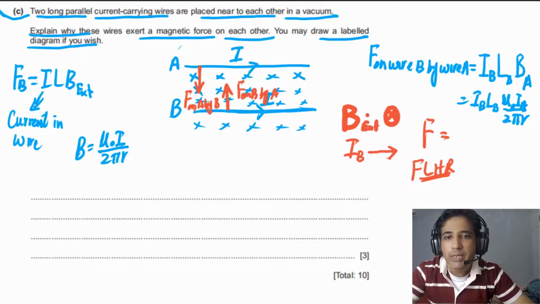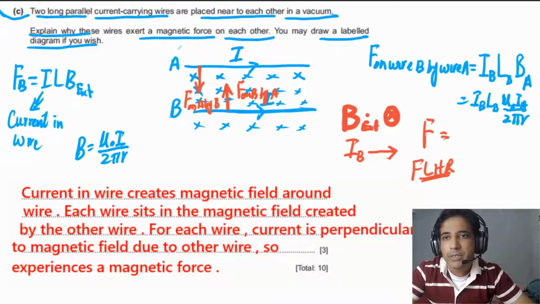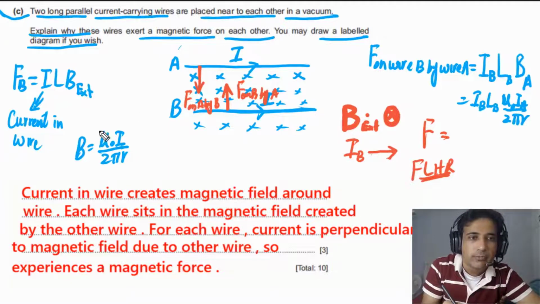So let me show you the answer. This is how you can write down the answer. This question has 3 marks. If you have written these points, you will get 3 marks. Current in wire.